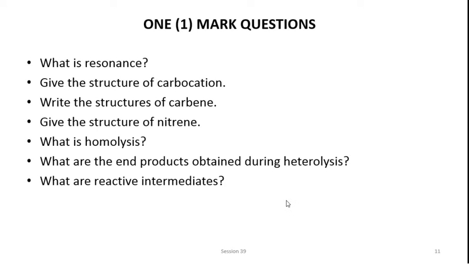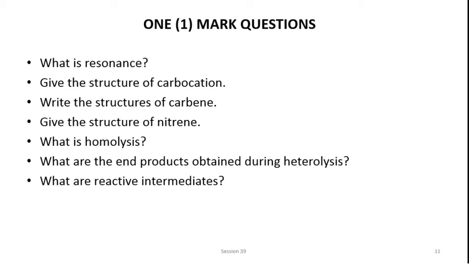What are the end products obtained during heterolysis? So heterolysis means both the electrons move with 1 atom, and hence whenever this occurs, 1 atom will be positively charged and the one which gains will be negatively charged. Therefore the end products obtained during heterolysis are ions.